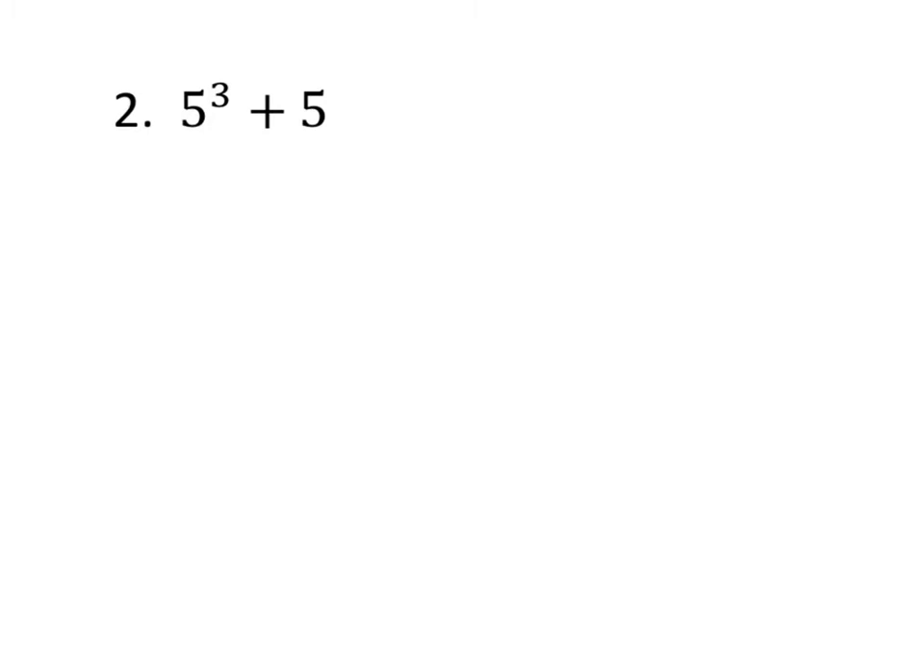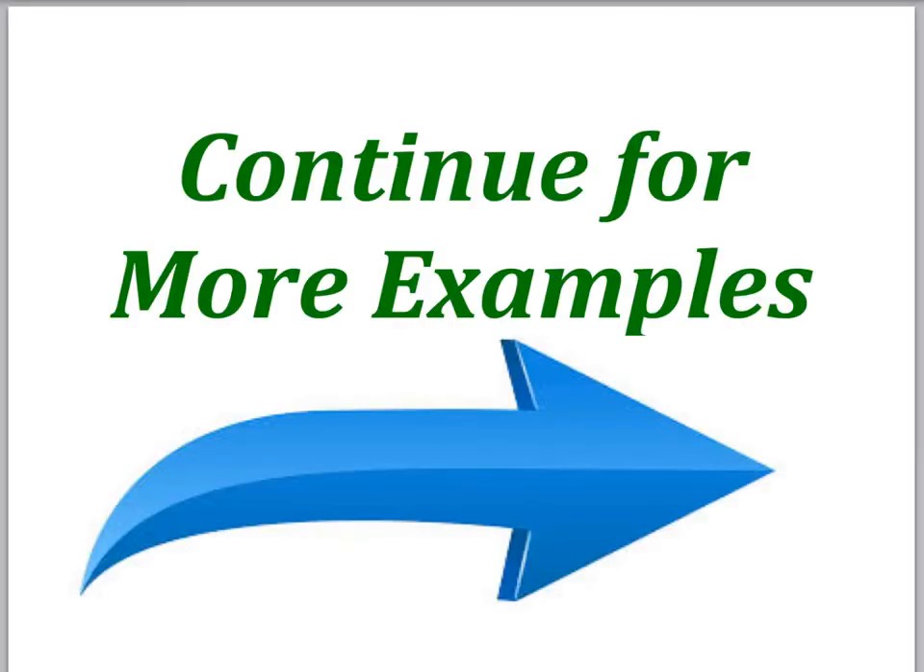So again, there are no grouping symbols, so we're straight on to exponents. 5 cubed means 5 times 5 times 5, which hopefully you do know is 125. Plus add on 5 more according to this. So we end up with a grand total of 130. Go ahead and continue for more examples from me.